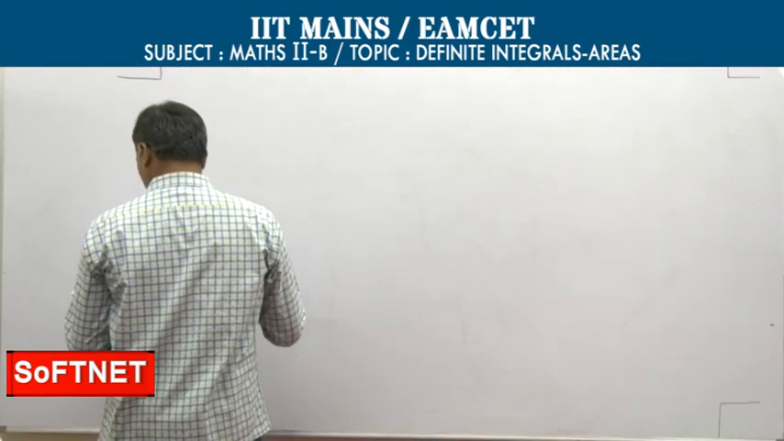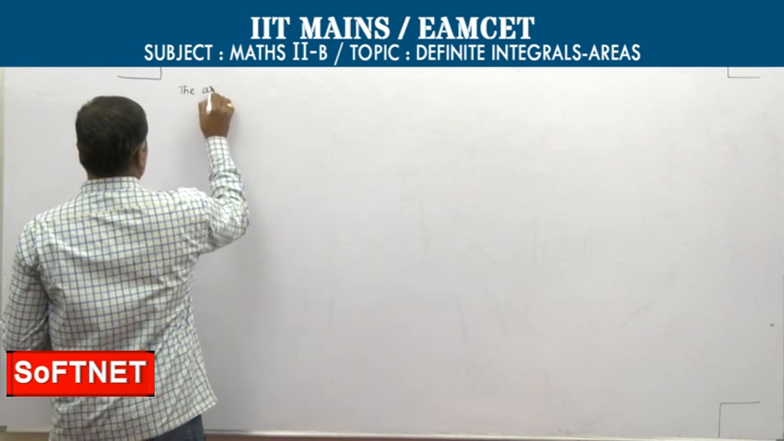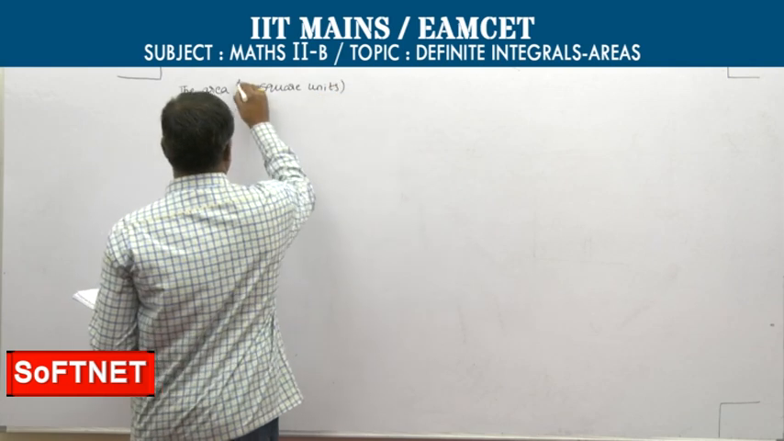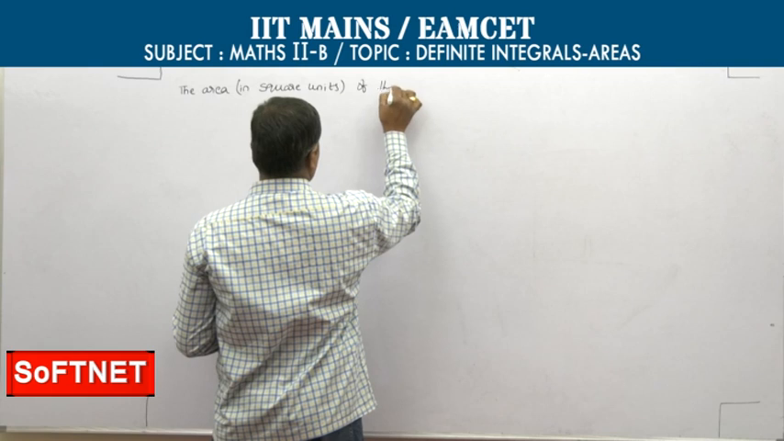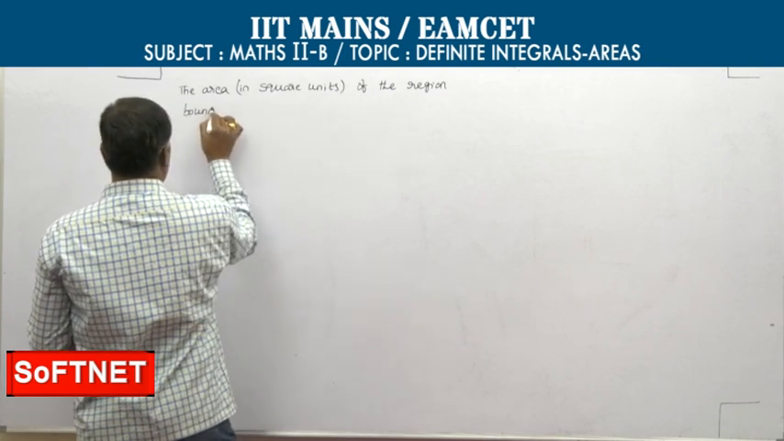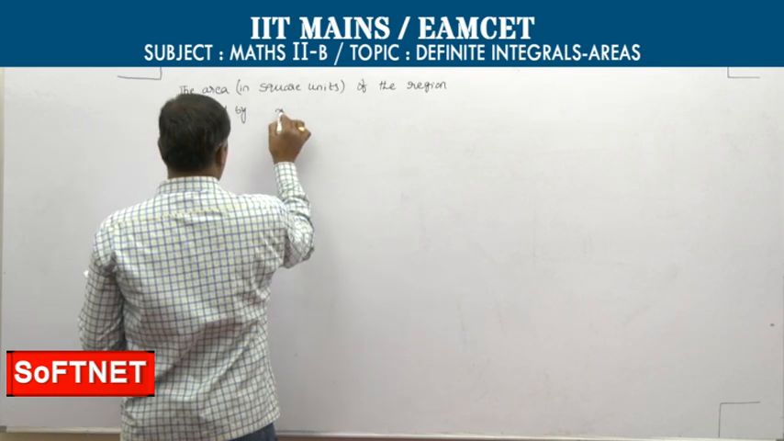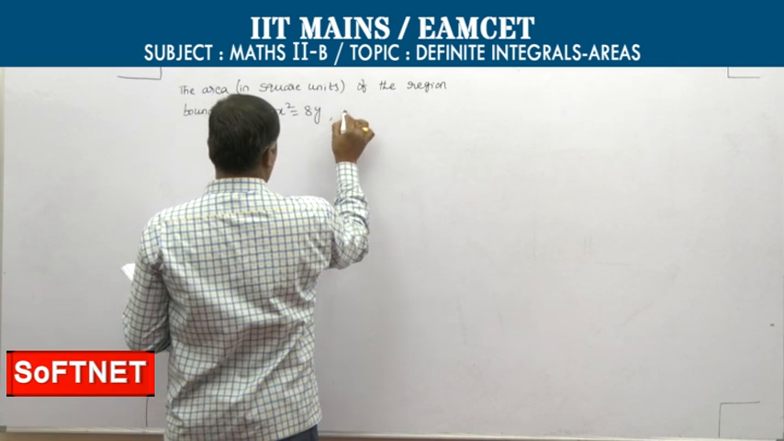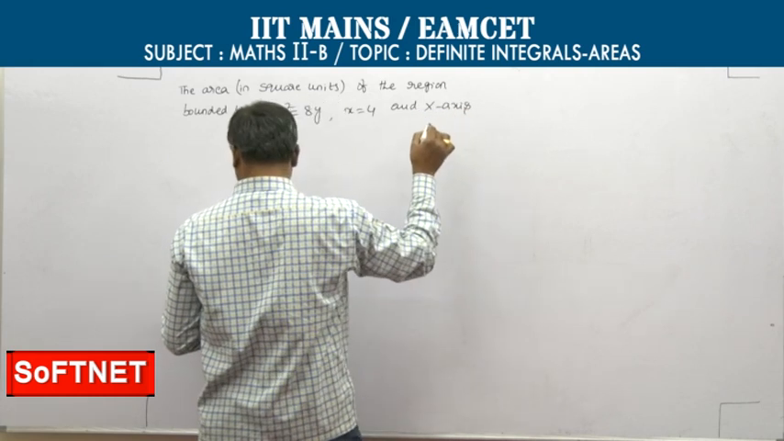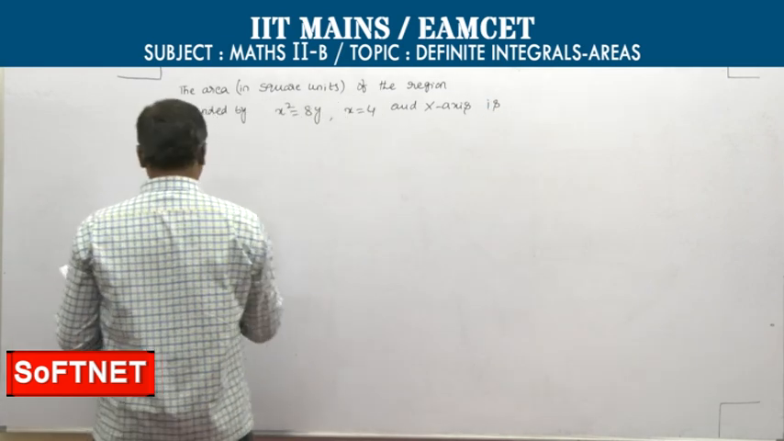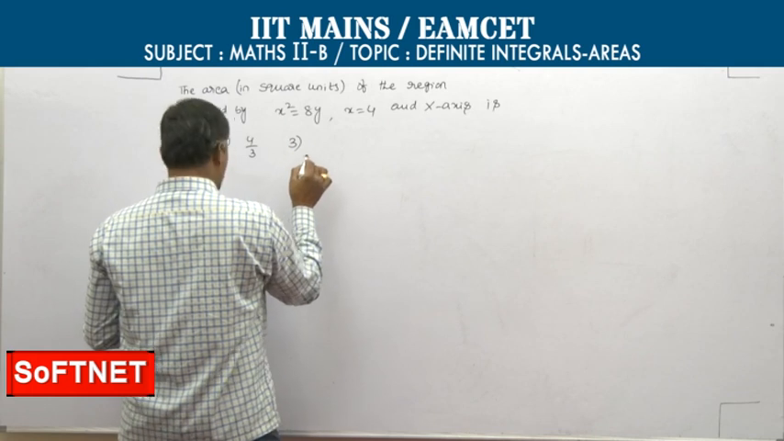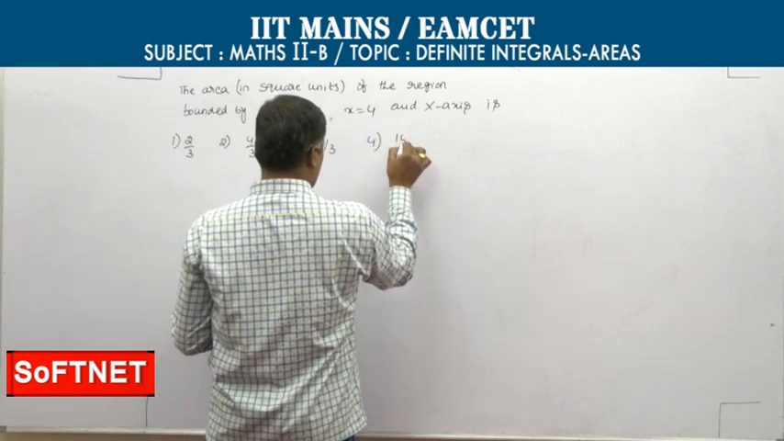Next problem, the area in square units of the region bounded by x square is equal to 8y, x is equal to 4 and x-axis is: options, first option 2 by 3, second option 4 by 3, third option 8 by 3, fourth option 10 by 3.